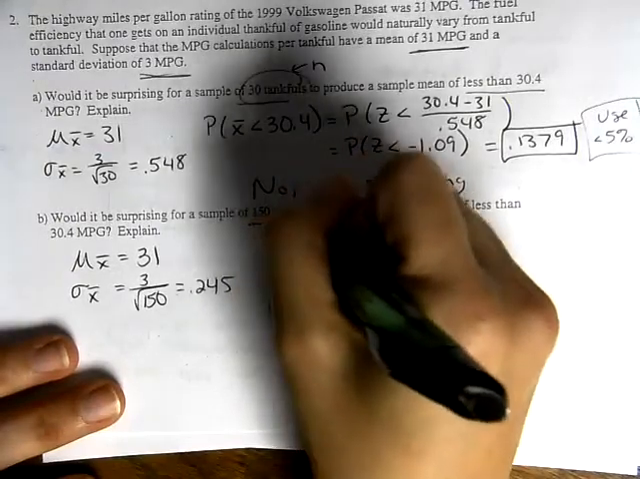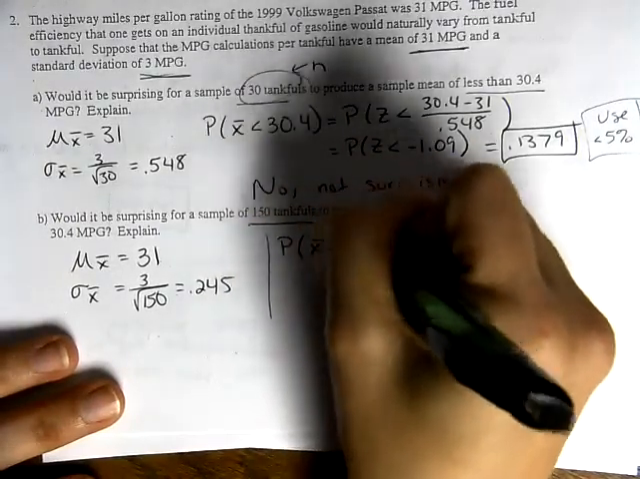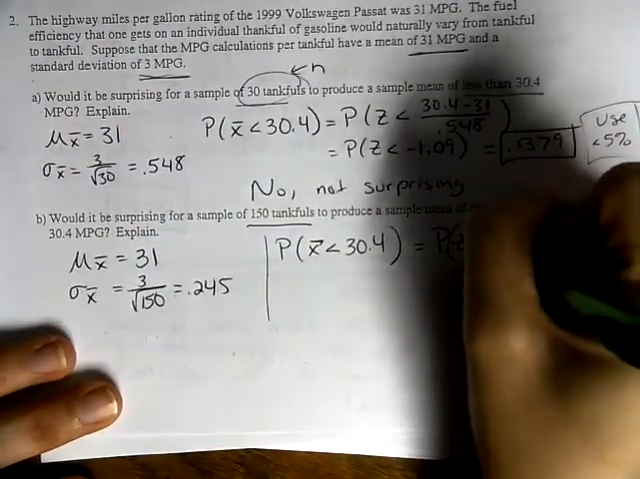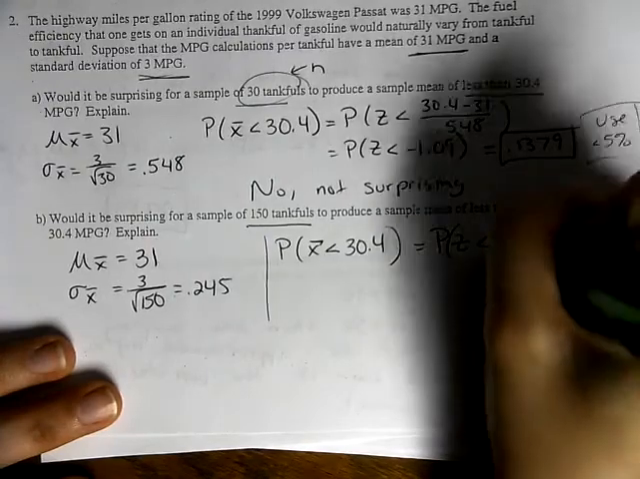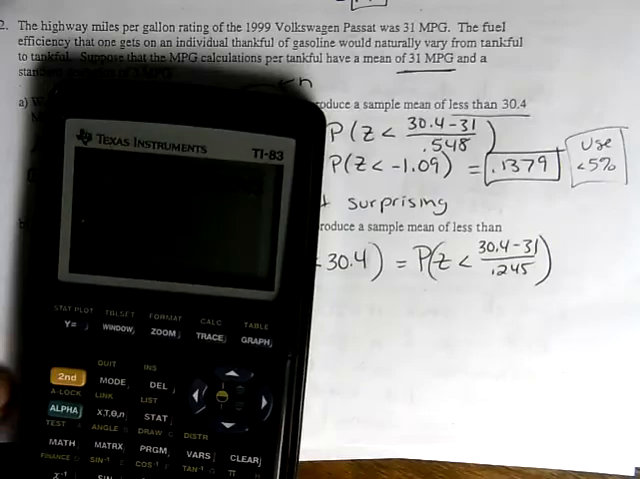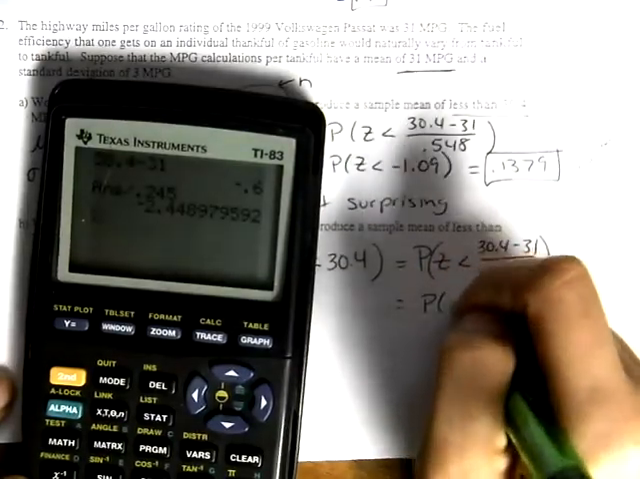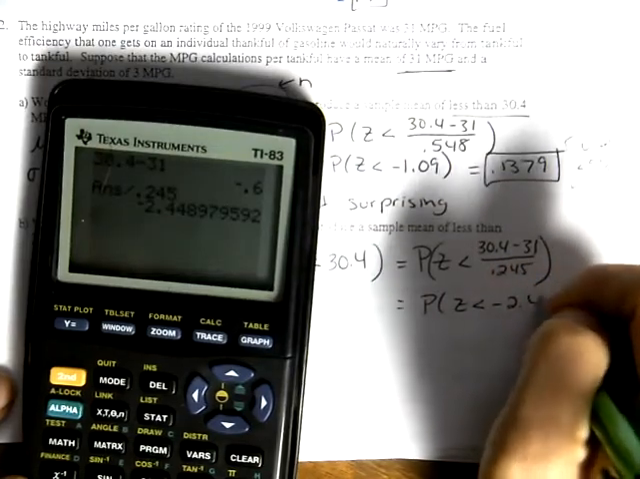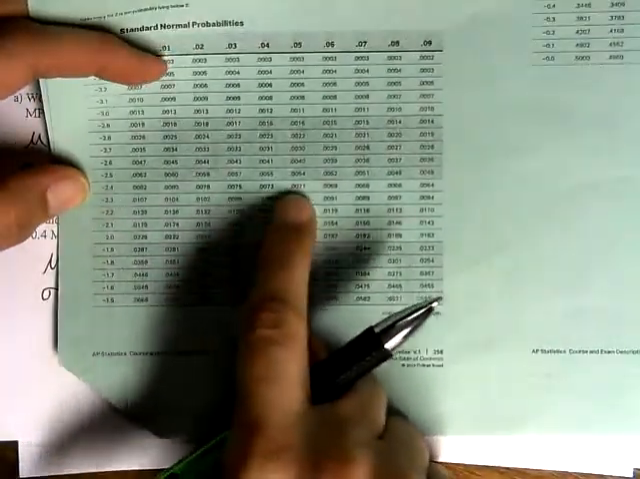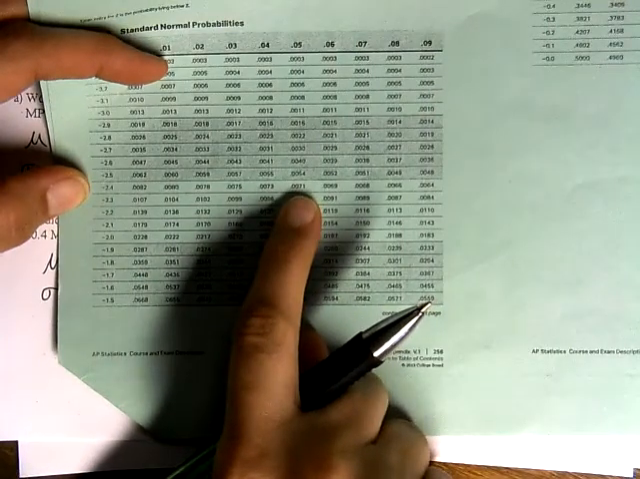So now we're looking at the probability x bar is less than 30.4 again. So I'm going to do a new z-score. Z is less than 30.4 minus 31 over 0.245. So I want to look at the probability z is less than negative 2.45. So negative 2.45 is 0.0071.